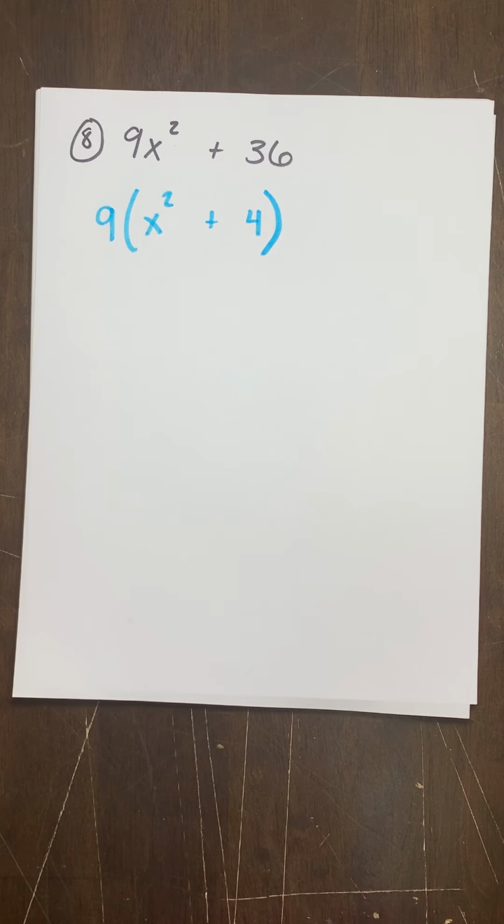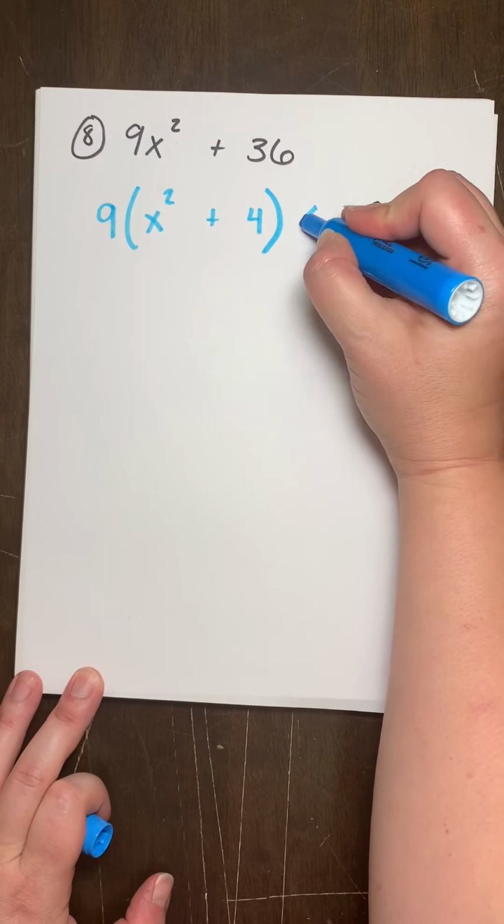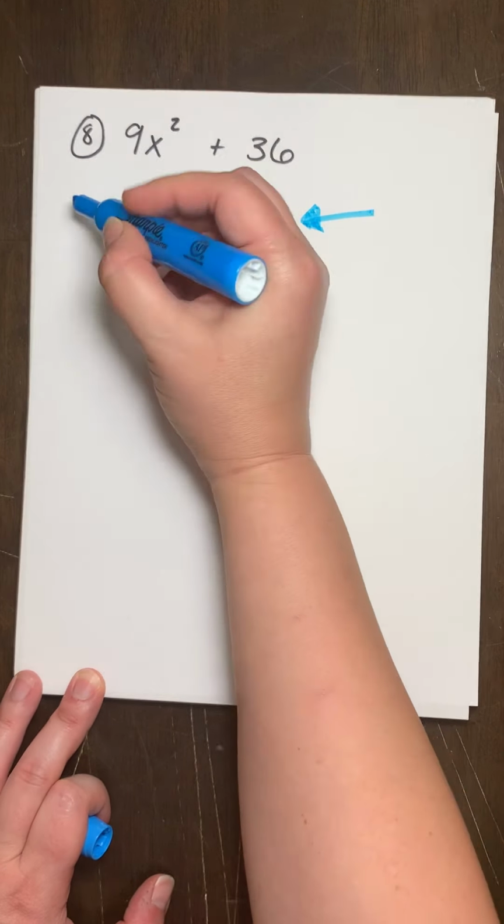Now what? Can you break down x squared plus 4? Please don't. You can't break down x squared plus 4. That's done. This is your final answer for number 8.